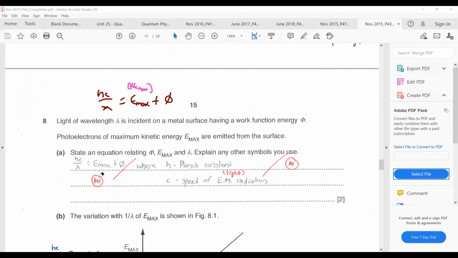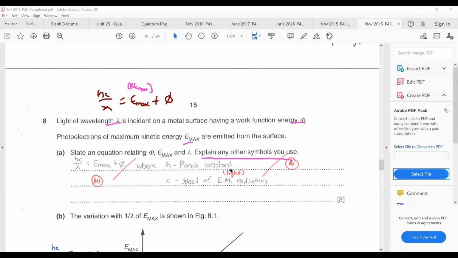Okay. So HC over lambda is equals to Emax plus phi. Then the question asks you to explain any other symbols you use. So whatever symbol that has not been defined in your question here, you need to tell them what it means. They already told you what is Emax. They already told you work function energy. They already told you lambda. The only things they haven't told you are what H is and what C is. So you need to explain. H is Planck constant. C is the speed of EM radiation in vacuum. If you want to write the words, in vacuum.